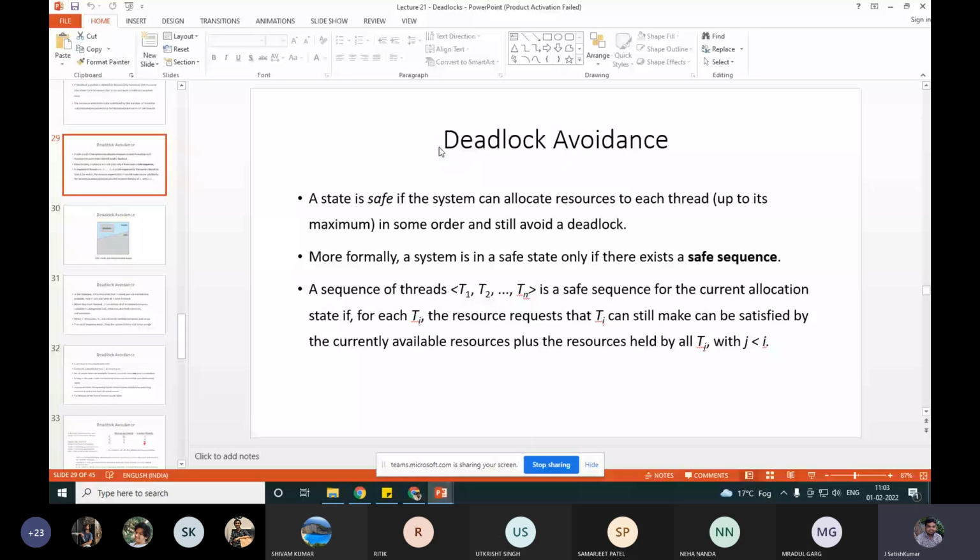In order to avoid the deadlock, we have to make sure that the system is in a safe state or not. In the safe sequence, if you allot resources in that sequence, then you will not enter into deadlock. So you have to find the safe sequence. The system should be safe or not. So we understood by one example.